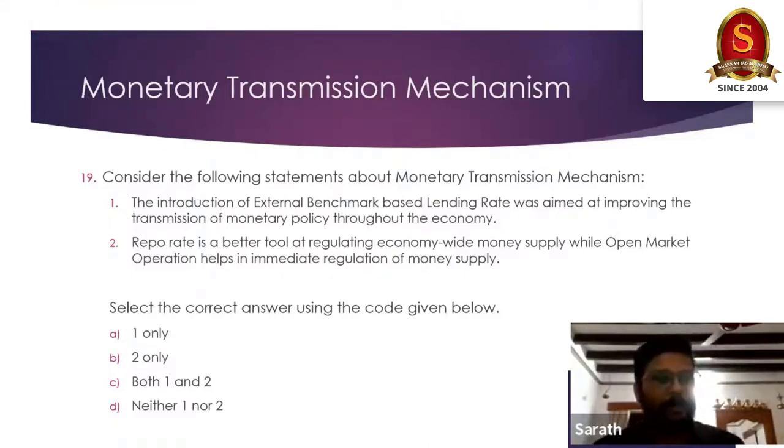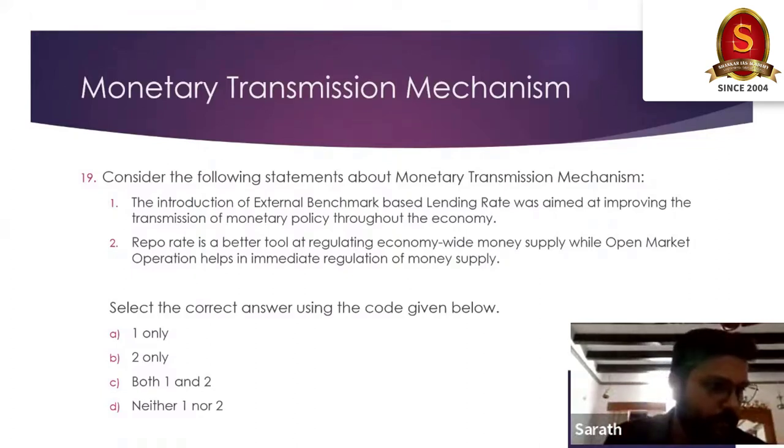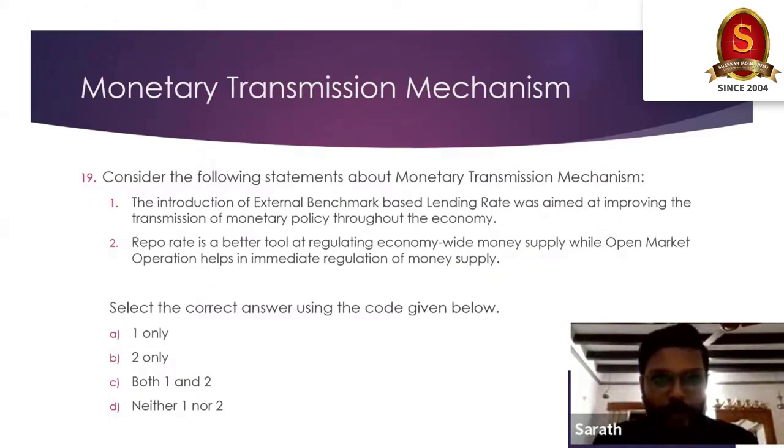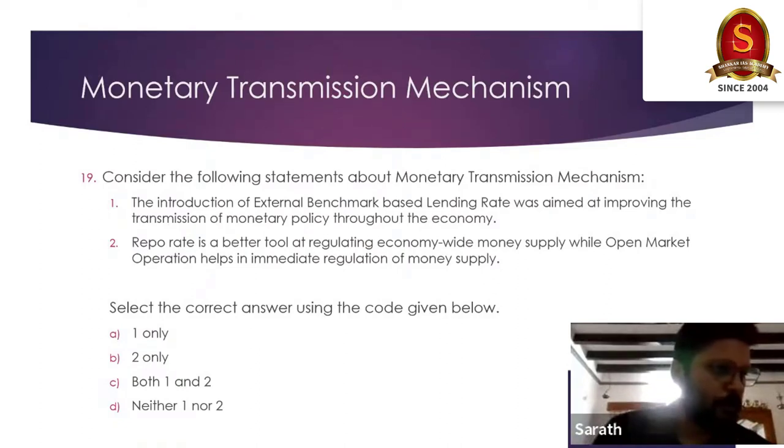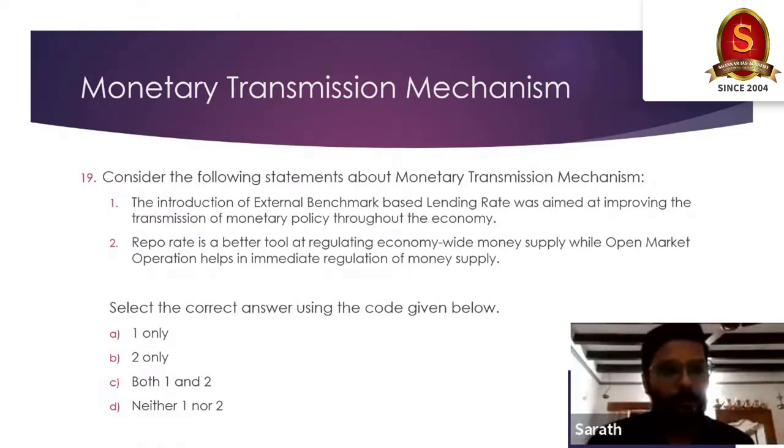Timeout, monetary transmission mechanism. So what is monetary transmission mechanism? First one, the introduction of external benchmark based lending rate was aimed at improving the transmission of monetary policy through the economy. Repo rate is a better tool at regulating economy-wide money supply, while OMO helps in immediate regulation of money supply. So the answer here is both the statements are correct. C is the answer. A lot of people initially answered it correct. Some people later said B is correct. All the answers are either C or B. So C is the correct answer.